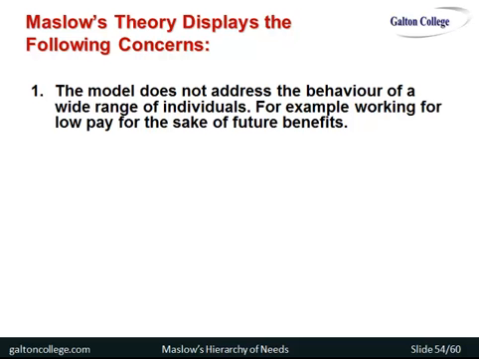The model does not address the behaviour of a wide range of individuals. For example, working for low pay for the sake of future benefits. There's a wide range of behaviour that we may encounter within work. Sometimes people will work for very little because they enjoy the ambience of the workplace, they like the environment in which they work. So they're satisfied, not self-satisfied, but they're not self-actualized, I should say. They're contained within that one level, but in a sense they're quite happy within that one level.